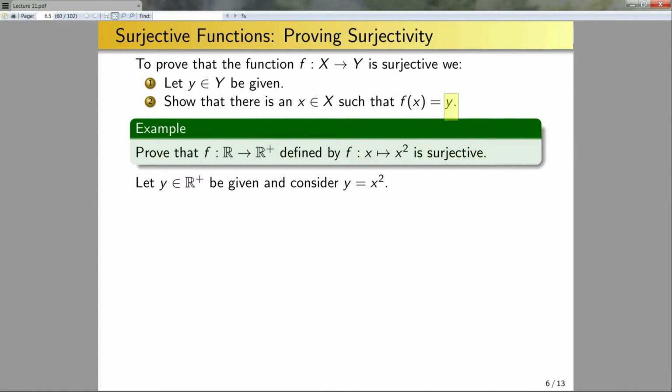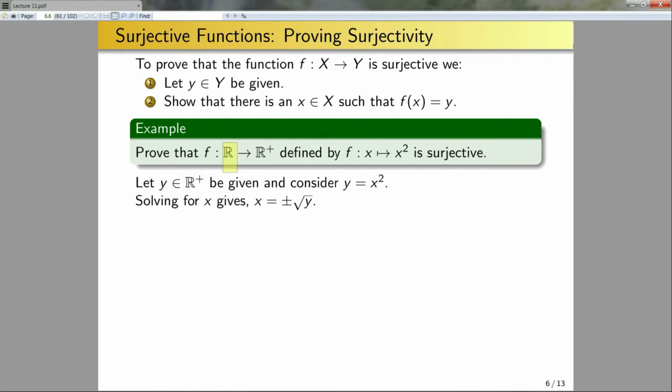How do I do this? Well, I have to solve this expression for x. In general, you can't do that analytically, but for this case, we can. So taking the square root, I find that x is equal to plus or minus the square root of y. Now, the next thing I need to do is to guarantee that these values of x are in the domain of my function.